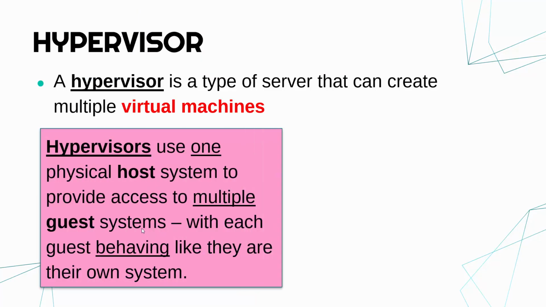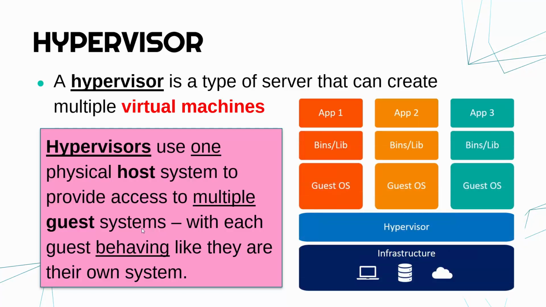So going back to what a hypervisor is, because I said a hypervisor creates virtual machines. Well, a hypervisor will use just one physical host system to provide access to multiple guest systems, each one being a virtual machine. And the point being, each one behaves like it is its own system. So from the user's perspective, they are using a real computer, but actually it is really a virtual computer.